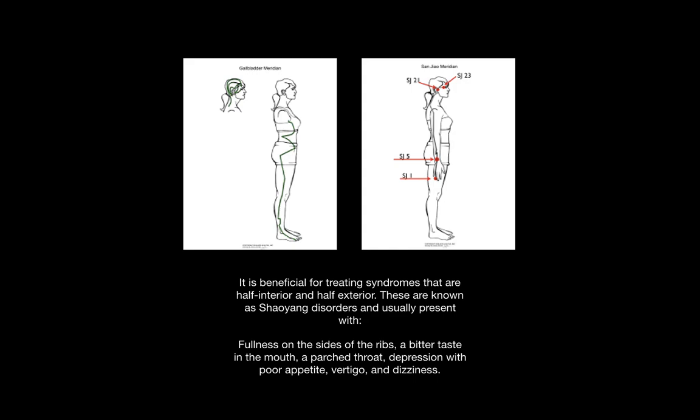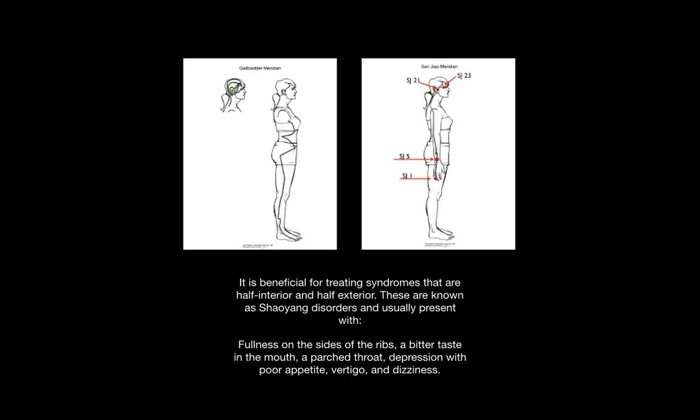So it is also beneficial by way of this Triple Energizer mechanism for treating syndromes that are half interior and half exterior. These syndromes are known as Xiaoyang disorders, and they usually present with feeling of fullness on the sides of the ribs, a bitter taste in the mouth, a parched or dry throat, depression with a lack of appetite, and bouts of vertigo or dizziness.